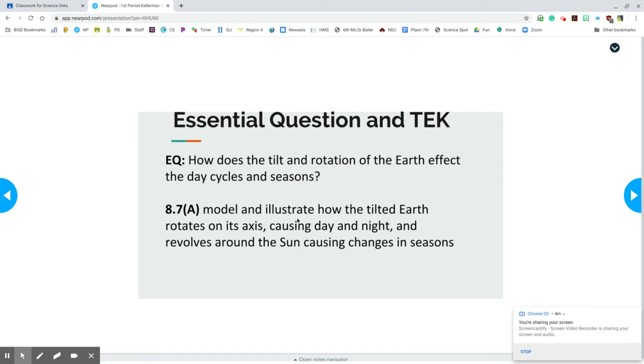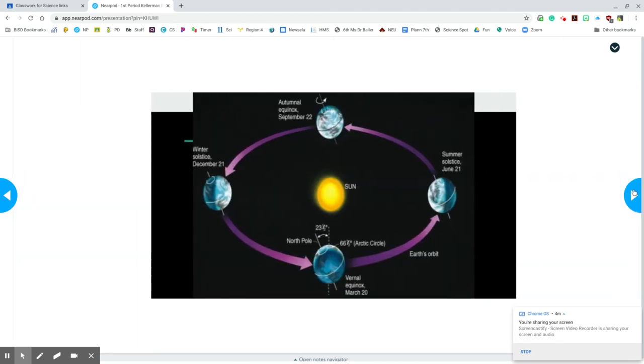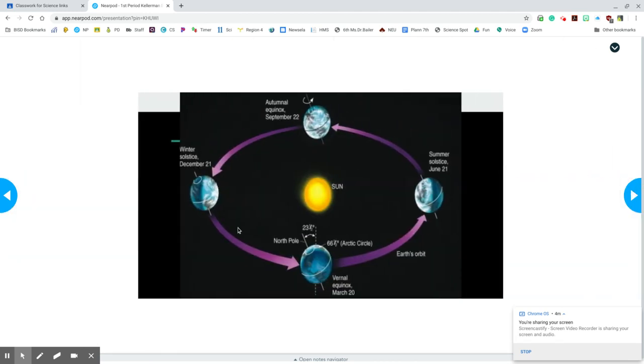Models and illustrations. We will have some places in there for you to draw pictures because that's part of the TEK on how the Earth's rotation on its axis causes day and night and revolves around the sun, causing the seasons to change. This is an illustration of what you would see there, and it tells you the different dates in which this happened.